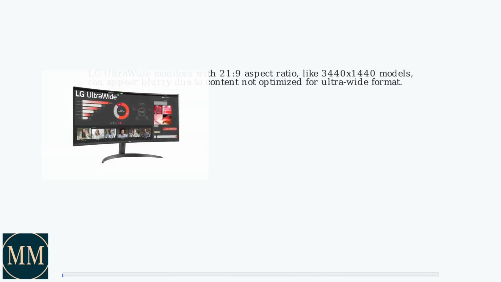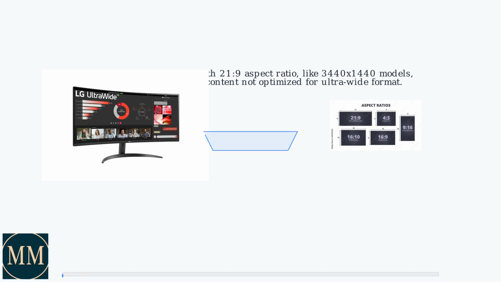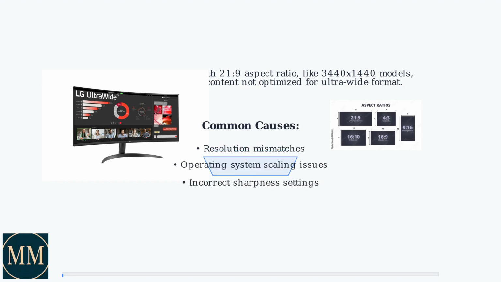LG UltraWide monitors, especially those with a 21:9 aspect ratio like the popular 3440 by 1440 models, can sometimes appear blurry. This happens when content isn't natively optimized for the ultra-wide format, leading to resolution mismatches, scaling issues, or incorrect sharpness settings. Common causes include resolution mismatches, where content doesn't match the monitor's native resolution, operating system scaling problems that stretch or shrink elements improperly, and sharpness settings that aren't calibrated for the ultra-wide display.